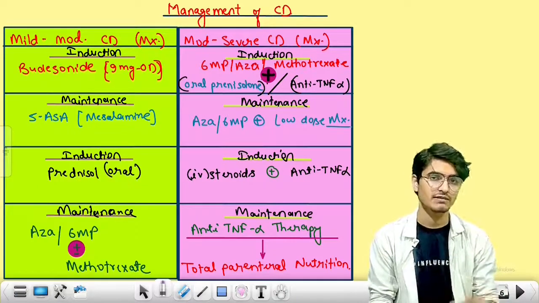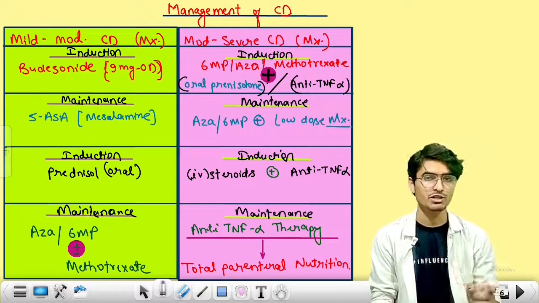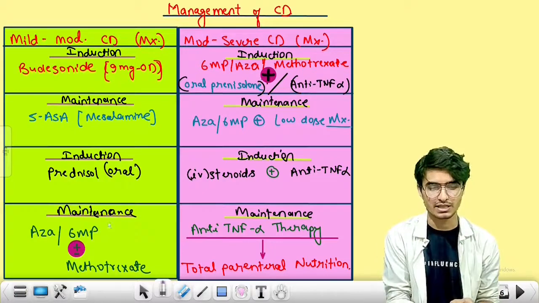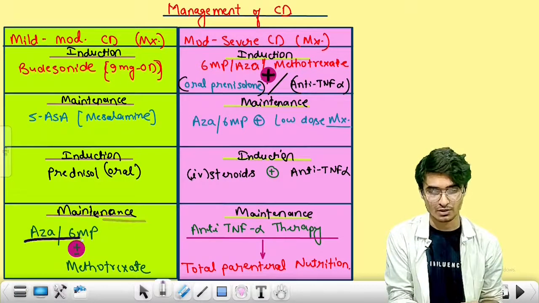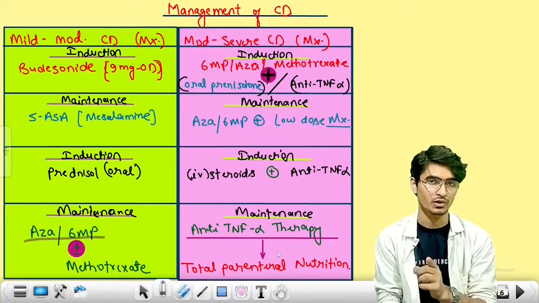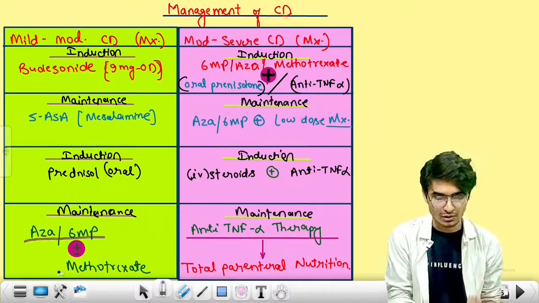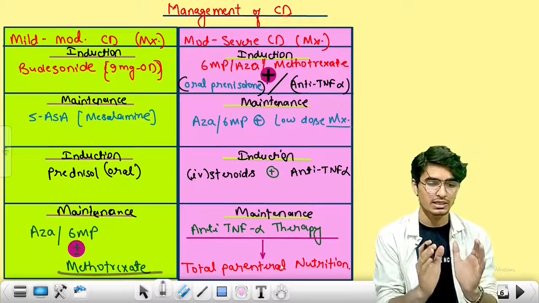And once the patient is having some relief from the steroids, we need to shift the patient to the maintenance therapy, and we need to provide the azathioprine or 6-mercaptopurine, right? And we can add methotrexate here, right? So this is the maintenance.